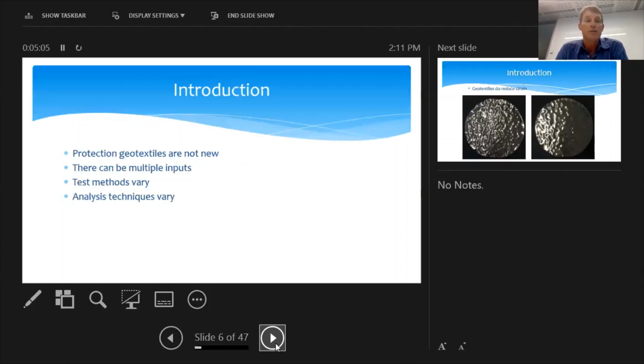Just from a practical point of view, protection geotextiles are not new. They've been around since geomembranes were first used. There are multiple inputs into how well these materials work, from the manufacture of the geotextiles through to the quality in the manufacture of the geomembranes. As stated previously, the test methods vary, and we'll go into the details of those, and the analysis techniques within those test methods also vary. And you as the end user need to understand what those variables are.